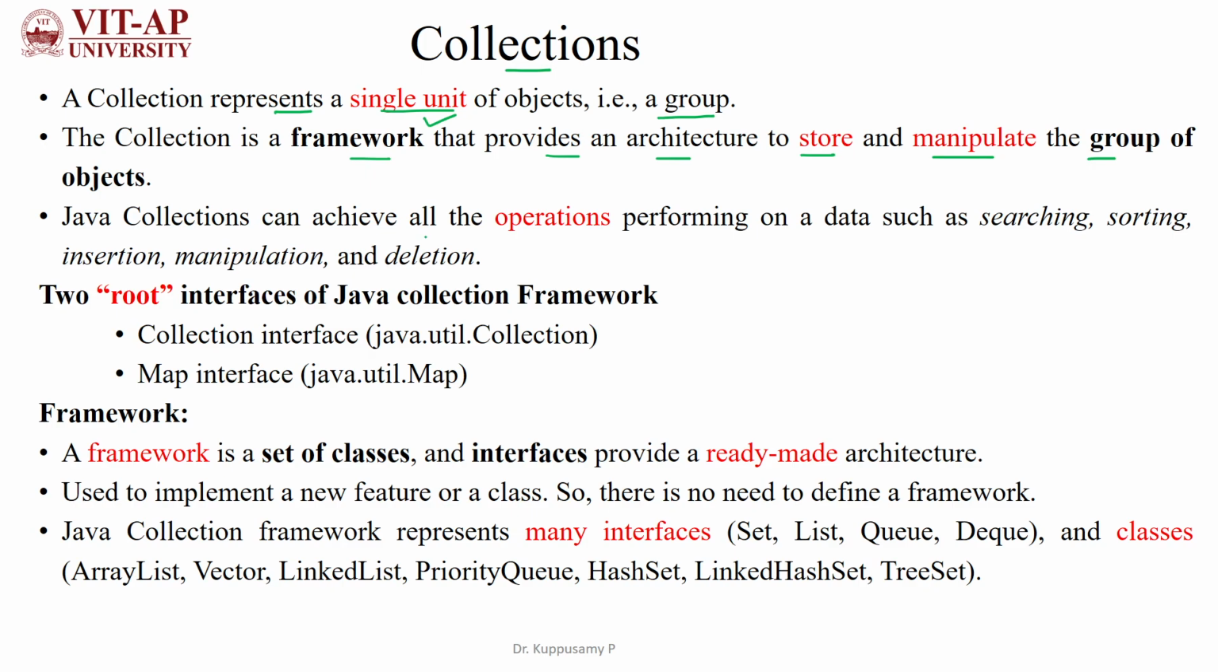Java collections can achieve all the operations performed over the data, such as searching the data from the collection, sorting the data in the collection, inserting the data into the collection, some manipulation, and deleting the data from the collection. There are two interfaces available in the Java collection framework. One is the collection interface. We can import that using the java.util.collection statement, and another interface is the map interface, which we can import by using the java.util.map statement.